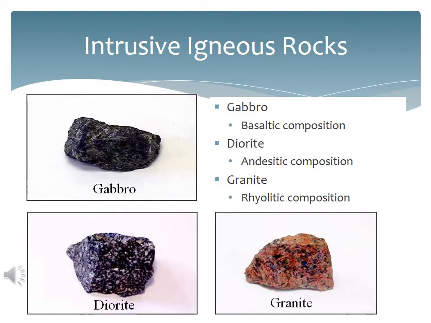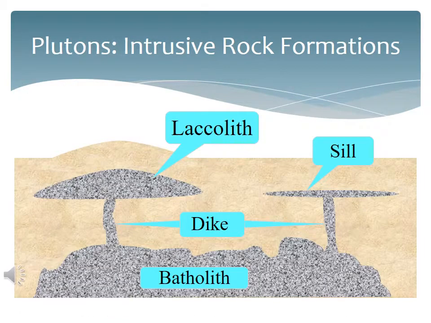Gabbro, diorite, and granite are the intrusive counterparts of basalt, andesite, and rhyolite. Intrusive rock formations are known as plutons. A batholith is simply an extra special big pluton. A dike is a pluton that is cut vertically through other layers of rock. A sill is cut horizontally in between layers of other rock. And a laccolith is kind of like a sill, only it's kind of pushed up in the center.